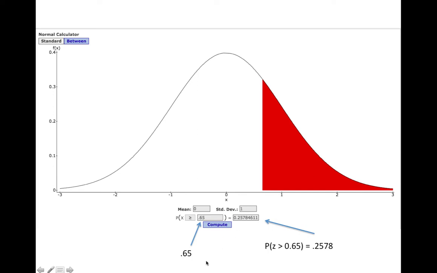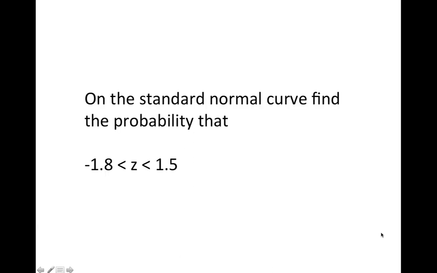And we want to find the probability. It says x, but it really means z. The probability that z is greater than 0.65. We're going to hit compute, and it reports that that probability is 0.2578. And notice you've got a nice visual here where you see 0.65 on the z-scale, and you've got the area shaded above 0.65.